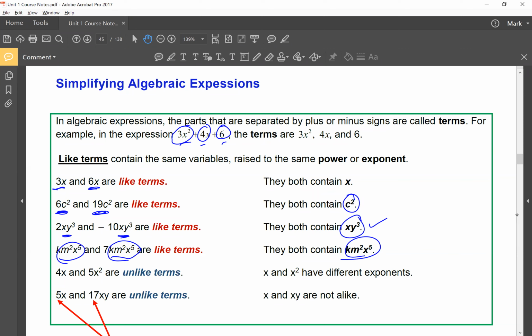Unlike terms will have different variables or different exponents. So 4x and 5x squared are not like terms. 4x and 4x squared are not like terms. Yes, they both have 4, but the x and x squared cannot be compared.